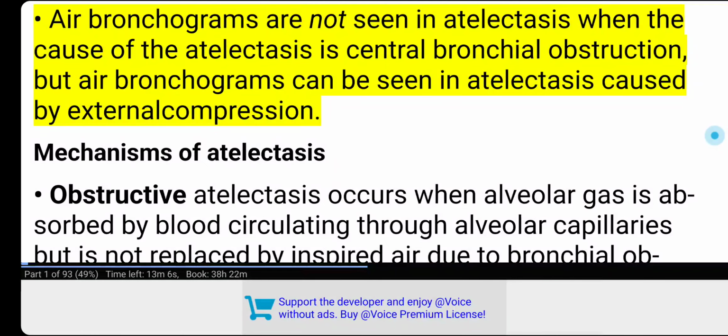Air bronchograms are not seen in atelectasis when the cause of the atelectasis is central bronchial obstruction, but air bronchograms can be seen in atelectasis caused by external compression.